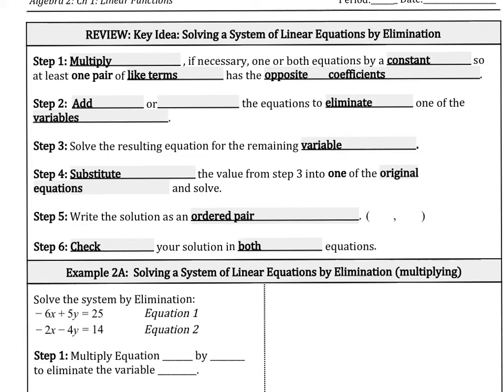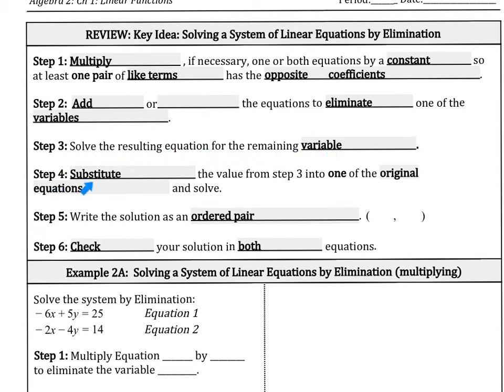Chapter 1.4 Day 2, Solving Systems of Linear Equations. Step number 1. Multiply, if necessary, one or both equations by a constant, so at least one pair of like terms has opposite coefficients. Step number 2. Add or subtract the equations to eliminate one of the variables. Step number 3. Solve the resulting equation for the remaining variable.